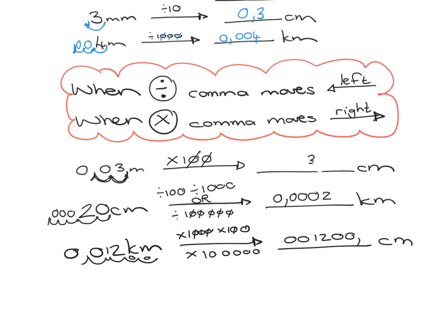Now that looks really silly. Let's fix that. I don't need a comma at the end of a number, and I don't need zeros at the start of a whole number. So my answer is 1,200 centimeters will be 0,012 kilometers.